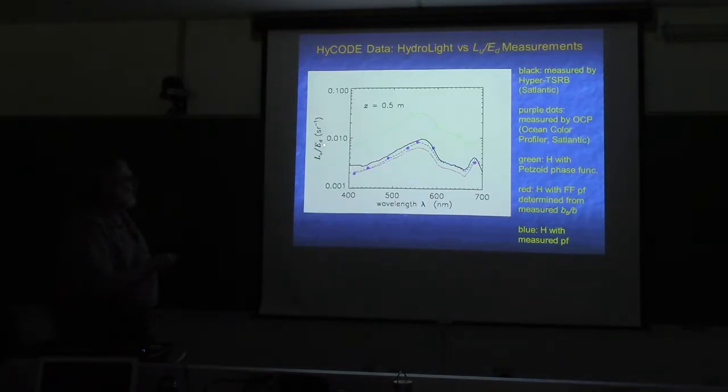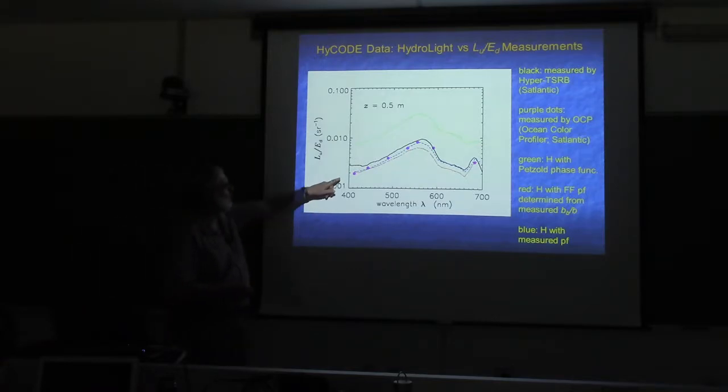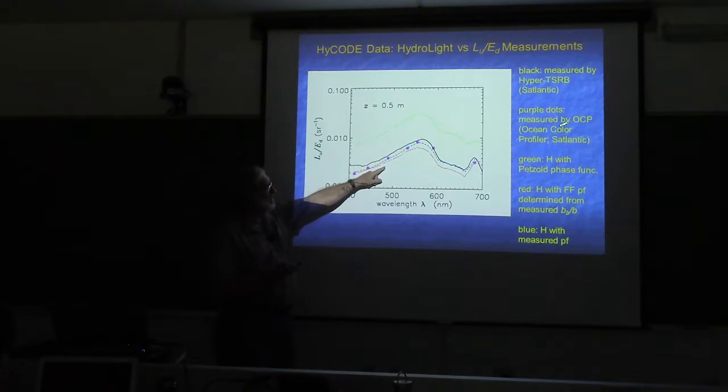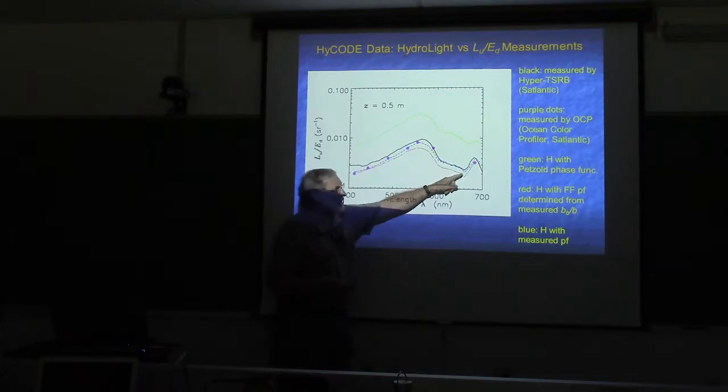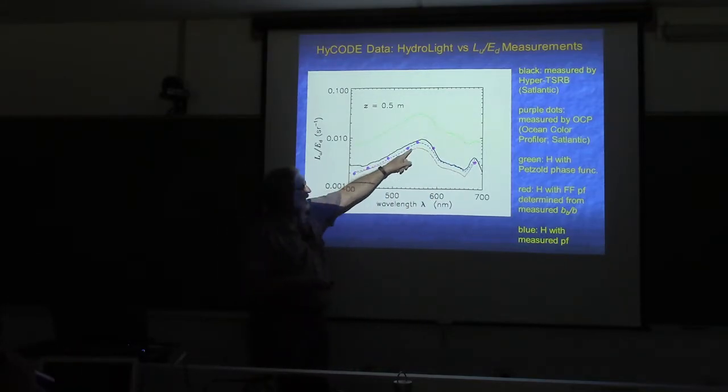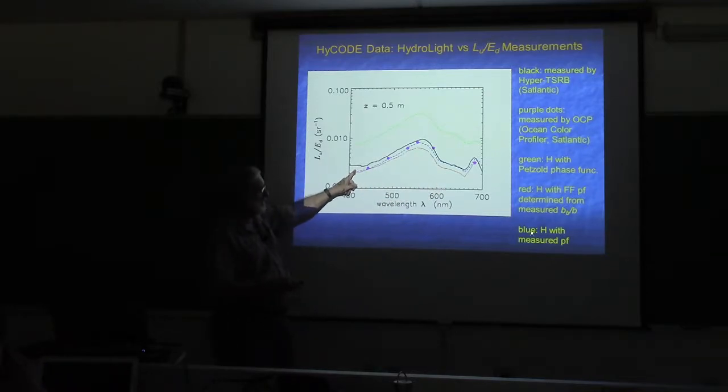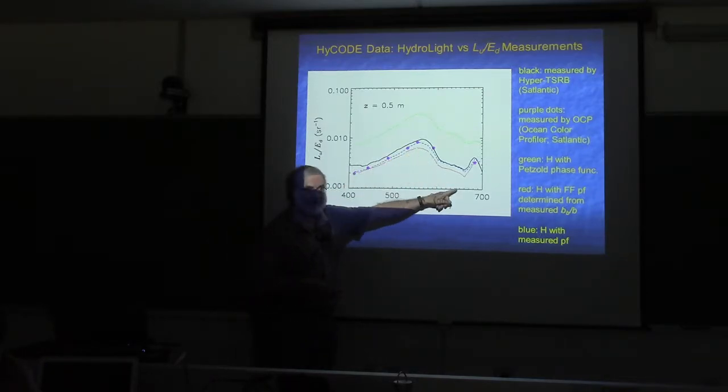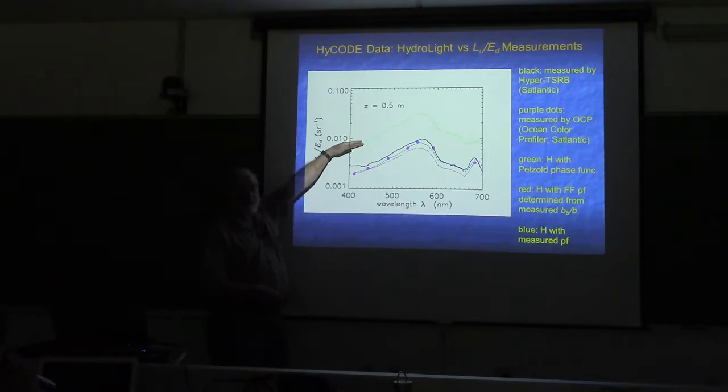Here's the ratio of LU over ED at a 0.5 meter depth made by several different instruments and then simulations. So the black curve here is a Hyper-TSRB Satlantic instrument. The purple dots are from their ocean color profiler. The green is simulated in Hydrolight with Petzold, and then the red simulated in Hydrolight with Fournier-Forand, and the blue is simulated in Hydrolight using the measured phase function. So once again, Petzold, too much backscatter, way too high by a factor of as much as 2 here.